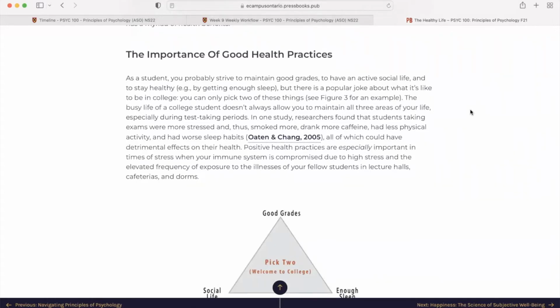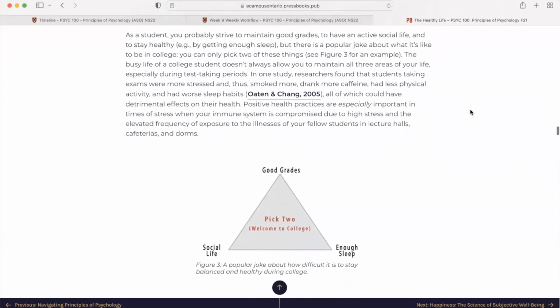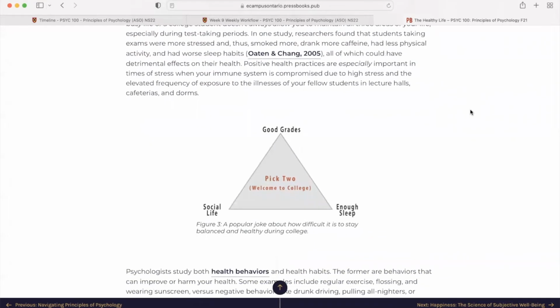The busy life of a college student doesn't always allow you to maintain all three areas of your life, especially during test-taking periods. In one study, researchers found that students taking exams were more stressed and thus smoked more, drank more caffeine, had less physical exercise, and had worse sleep habits, all of which could have detrimental effects on their health. Positive health practices are especially important in times of stress when your immune system is compromised due to high stress and the elevated frequency of exposure to the illnesses of your fellow students in lecture halls, cafeterias, and dorms.